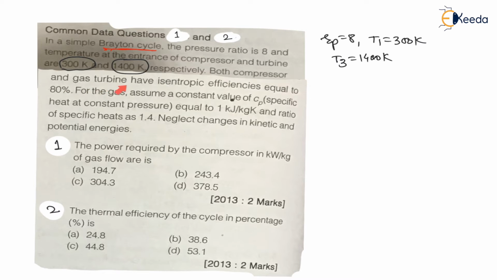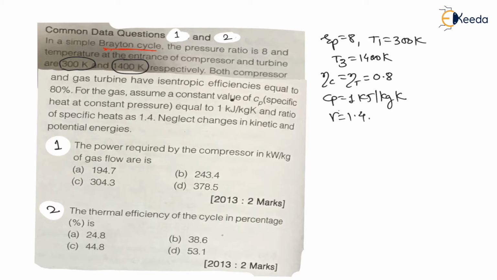These two temperatures are given. Both compressor and gas turbine have isentropic efficiencies equal to 80%. Here, efficiency of compressor and efficiency of turbine is given 80%, which is 0.8. Means it is an actual Brayton cycle in which there are losses in compressor as well as turbine. Again, for the gas, assume the constant value of Cp, specific heat at constant pressure, equal to 1 kJ per kg Kelvin, and ratio of specific heat, that is gamma, is 1.4. Then neglect the changes in kinetic and potential energies.